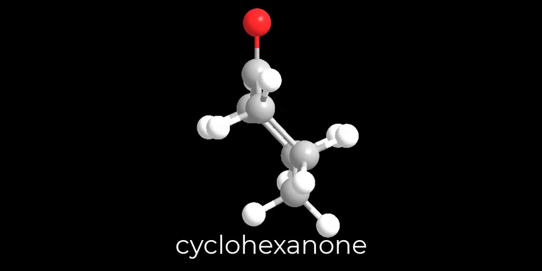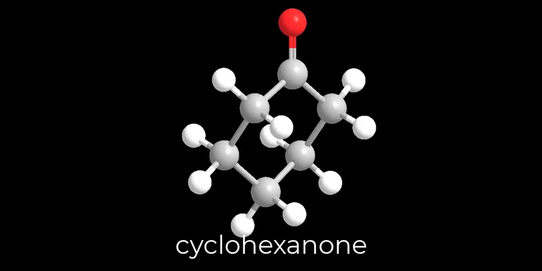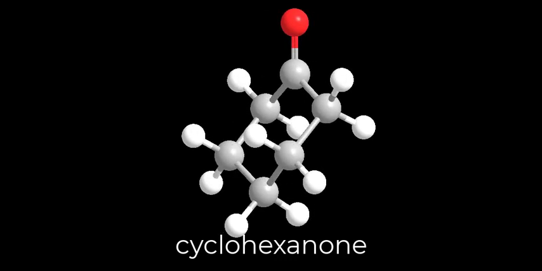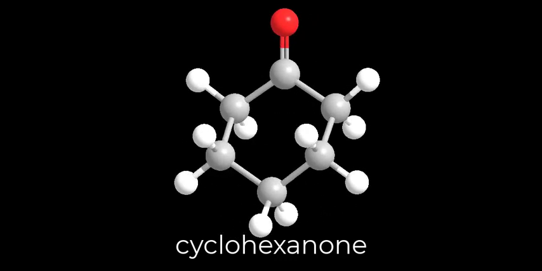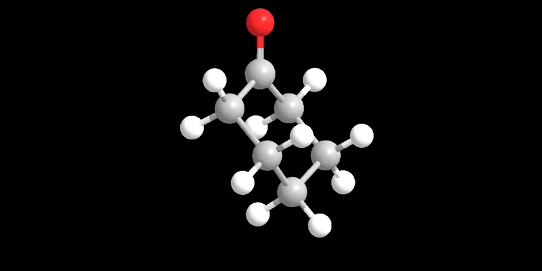And finally, this is cyclohexanone. Notice the 6-membered ring. This is not a benzene ring. Benzene rings are flat, which this is not. Cyclohexanone is the IUPAC name. There is no common name.